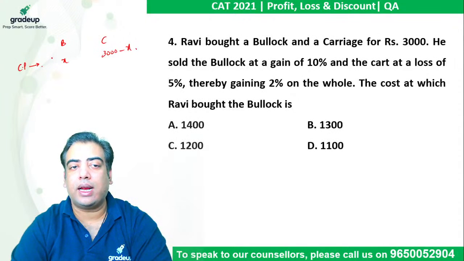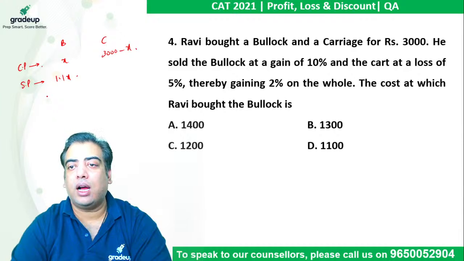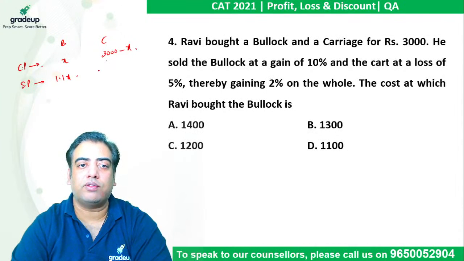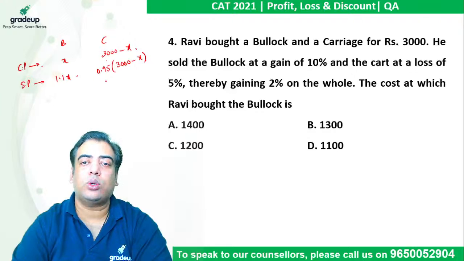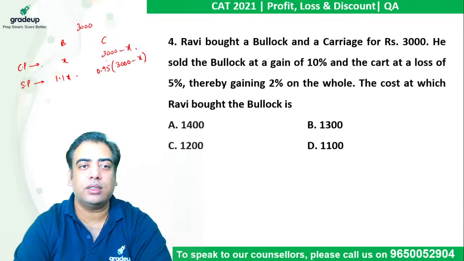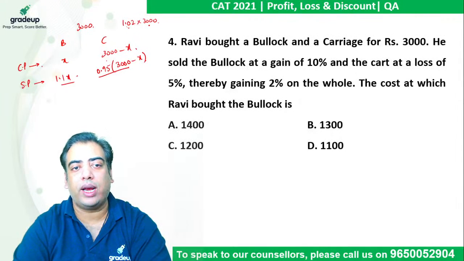He sold the bullock at a gain of 10%. So selling price of bullock comes out to be 1.1x. And the cart at a loss of 5%. So a loss of 5% means multiplying factor is 0.95 into 3,000 minus x. Thereby gaining 2% on the whole. As your cost is a total of 3,000, so your selling price will be 1.02 into 3,000. As we know, this plus this is the total selling price, which must be equivalent to 1.02 into 3,000.